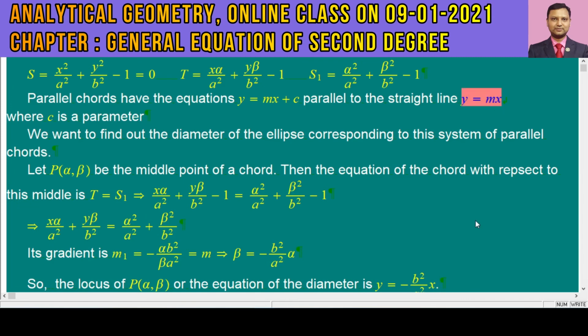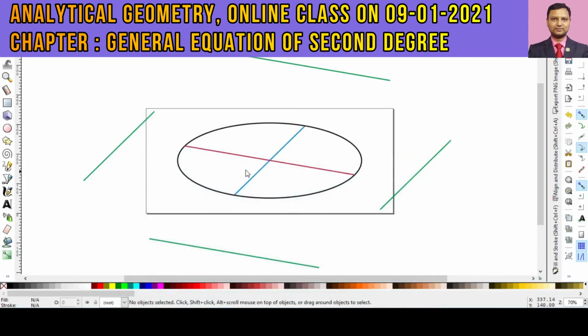Got it? These two straight lines, y is equal to mx, would be a straight line parallel to the system of chords and passing through the center. This kind of straight lines are actually called conjugate diameters. You can simply consider this kind of parallel lines. Over here you can also consider this kind of parallel lines.